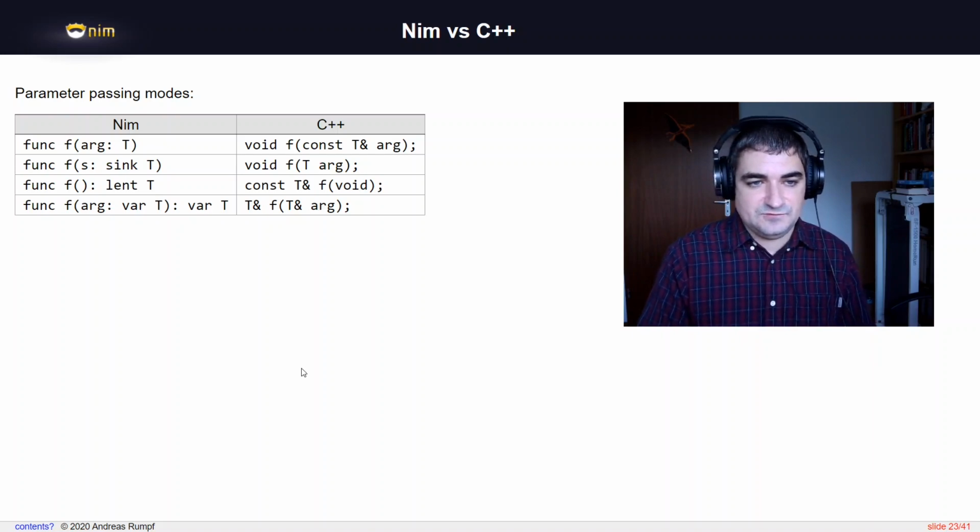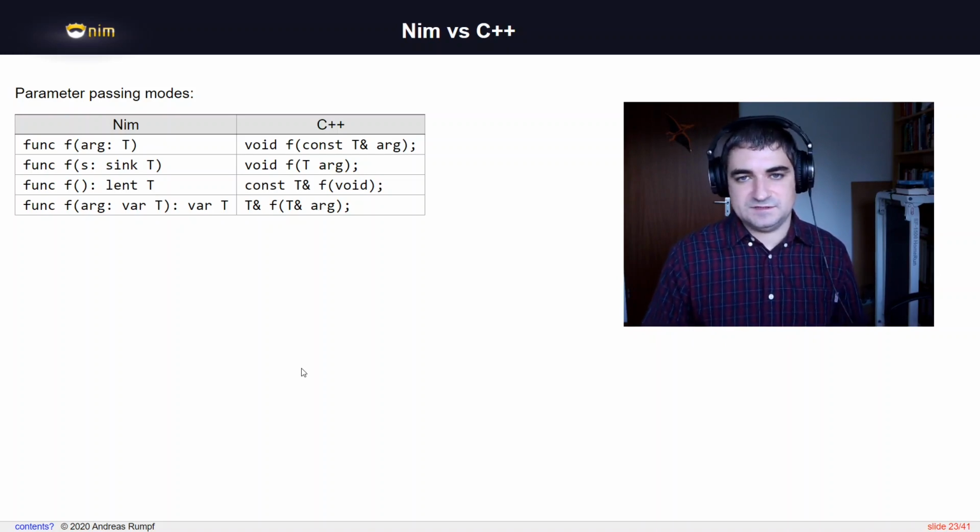And if you return a lent T, it's like returning a const T ref in C++. And finally, we also have var T, which means T is mutable, so that's a reference in C++. And you can also give back a mutable view into something with this var T return type, and that's a T ref return type in C++.